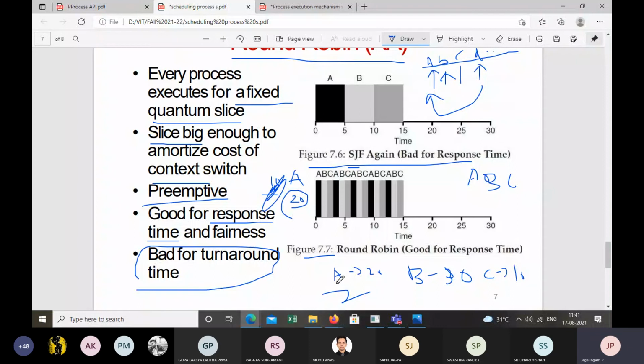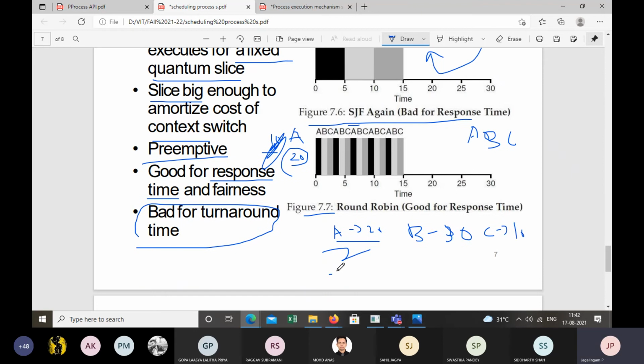Now what will happen to the turnaround time of process A? Will it be high or less? High. Why? Because every 2 milliseconds we make a context switch. For the first 2 milliseconds, process A will be executed and then move to process B. So in the first round, after execution of 2 milliseconds, what is the remaining time of process A? 18.